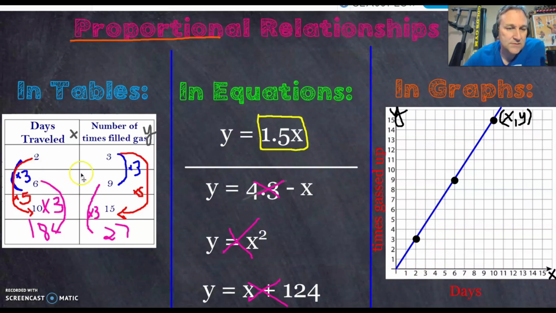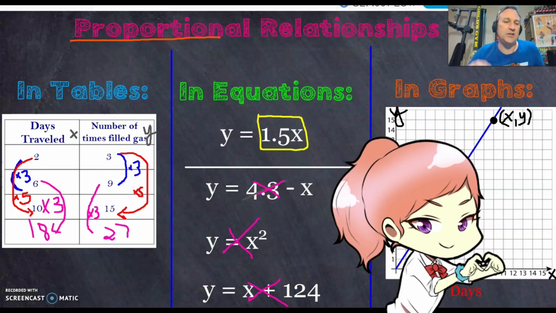2 times 2 is 4. 3 times 2 is 6. So it would have been a 4 to 6 ratio. And so therefore, we have a proportional relationship. That's everything on proportional relationships in tables, equations, and graphs.